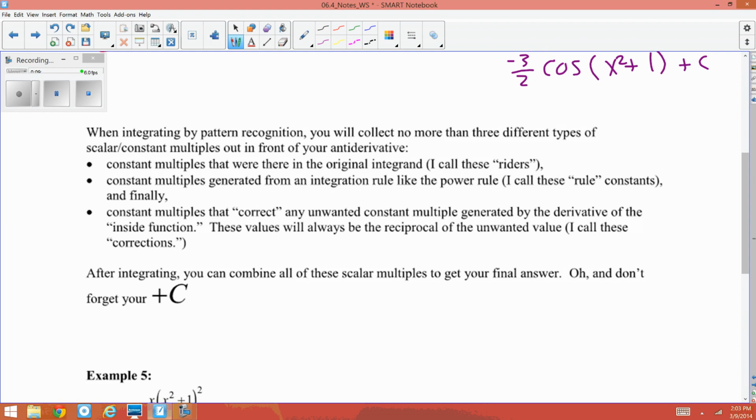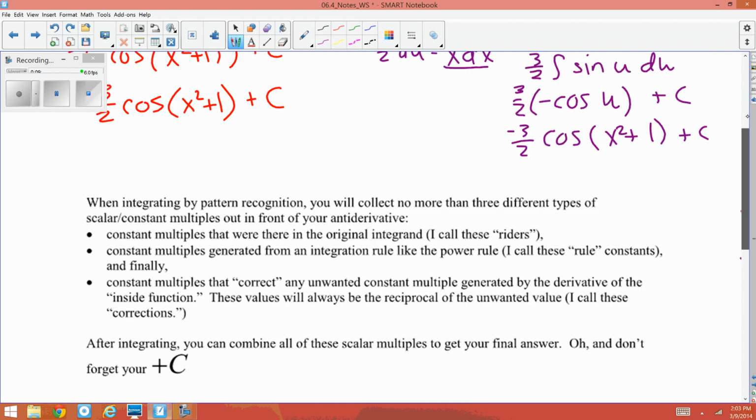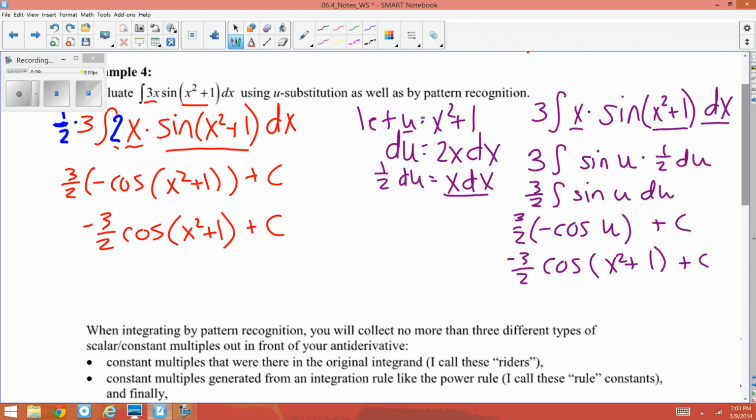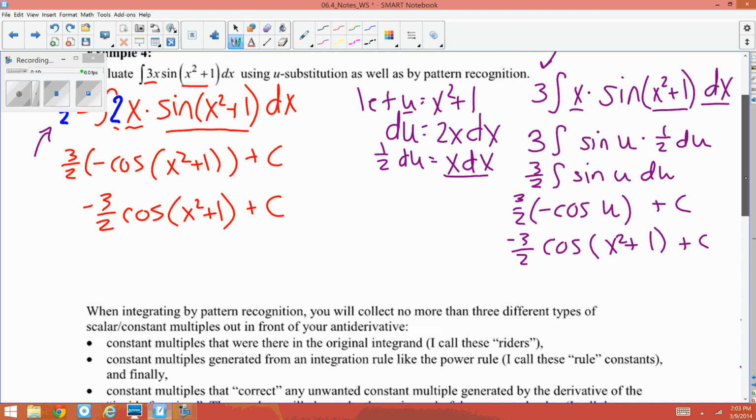All right, so when you integrate by pattern recognition rather than U-substitution, the constant multiples are going to be the only thing that throw you off. Sometimes there's a constant multiple, like that 3 in the last problem, where you could just pull it right out. Other times you have to have what's called the correction. You wanted it to be 2x, so in order to be 2x up here, you have to multiply by 1/2 to correct it.